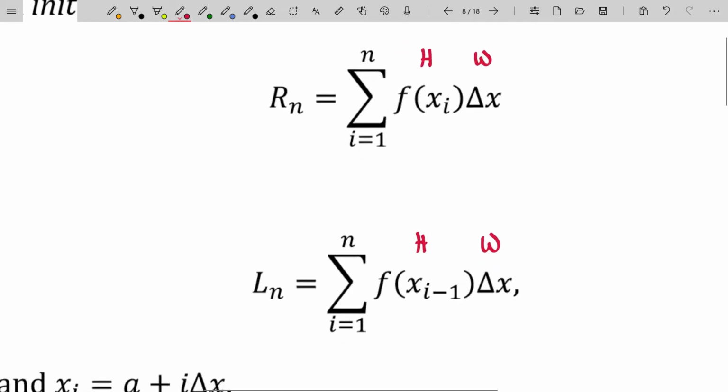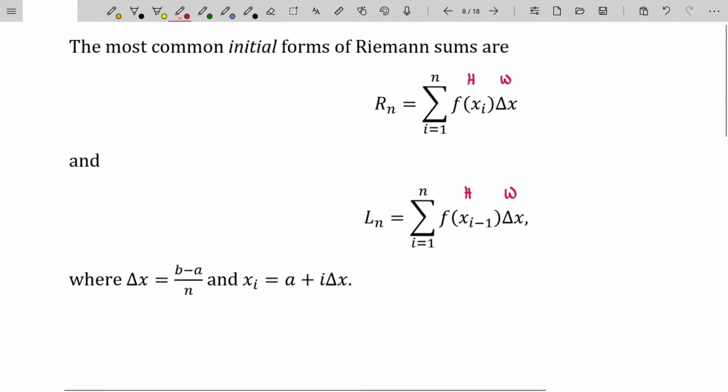That's it. And then there's the definition where delta x is equal to b minus a over n, and x sub i is equal to a plus i delta x. Notice right now, I'm not really giving you a concrete, let's compute this example, because that's reserved for the next video. This is the theoretical derivation of a Riemann sum.